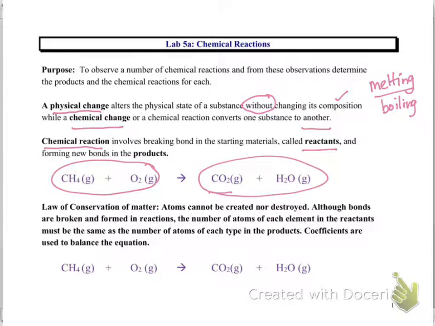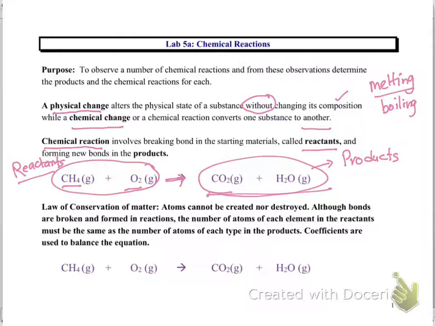So CH4 and O2 are reactants that are combining to make the CO2 and H2O products. We started with CH4 and O2, and we ended up with CO2 and H2O. So that's a chemical reaction. The arrow sign means yielding, so it is producing.